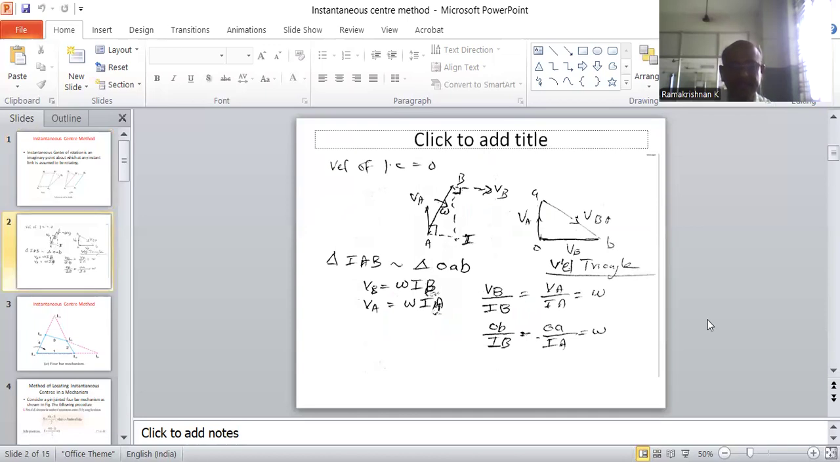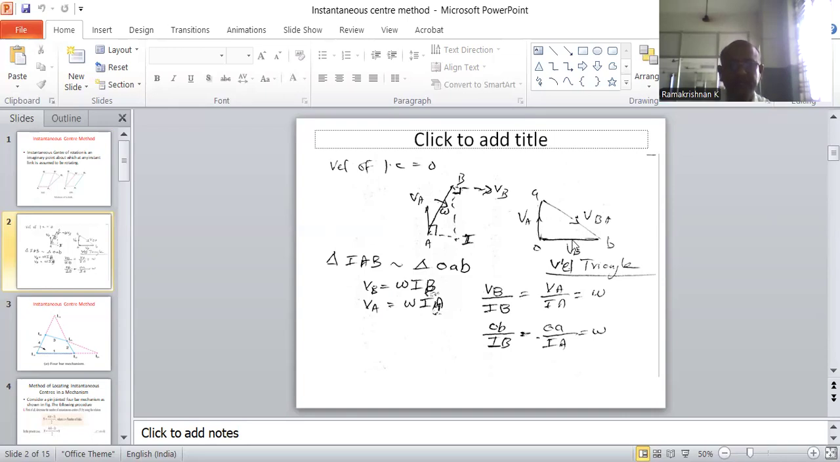Now consider the same link AB. The direction of the velocity of point A, VA, is vertically upwards, and let us assume the velocity of point B is horizontal. Now we know the directions of both points. We can erect perpendiculars to both directional velocities. The two perpendicular lines meet at a point called I. It is the instantaneous center at this instant for the link AB. The velocity of the instantaneous center is 0.